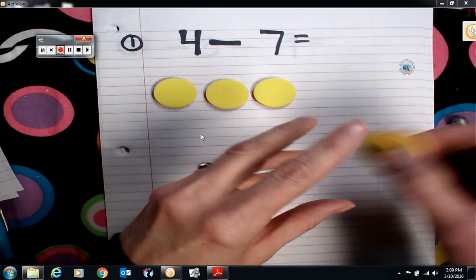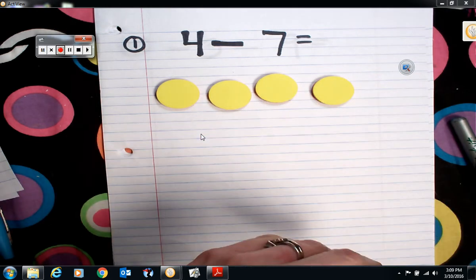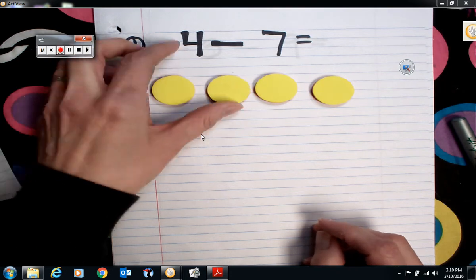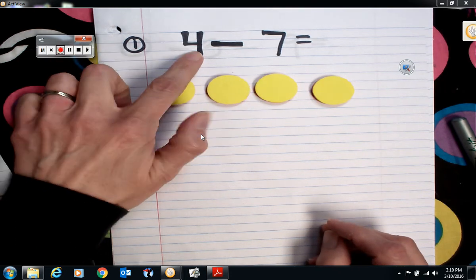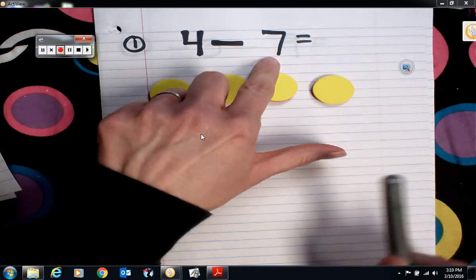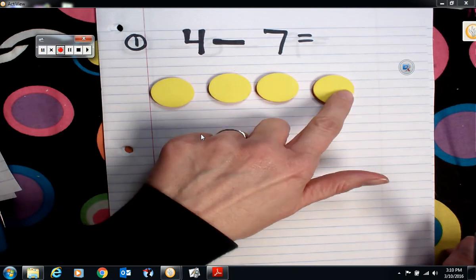And remember, we've worked with these red and yellow counters for a few days now. The yellow side represents a positive 1. The red side of the counter represents a negative 1. So this is a positive 4, which is the first integer in my subtraction problem. And I want to take away 7. But the problem is I only have 4 positive yellows to take away.